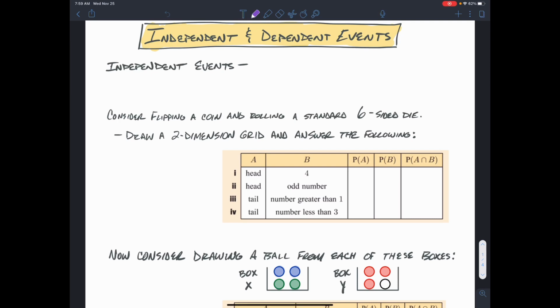In this video, we're going to talk about independent and dependent events. The examples and activities that we do in this come from our Red Core IB textbook for analysis and approaches.